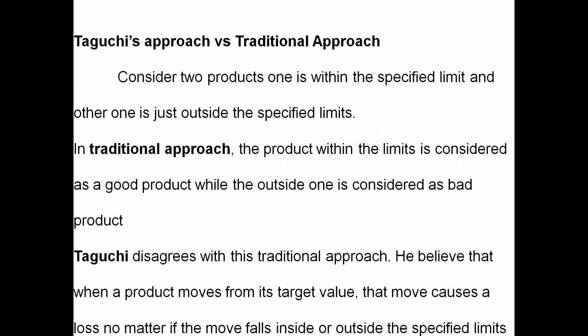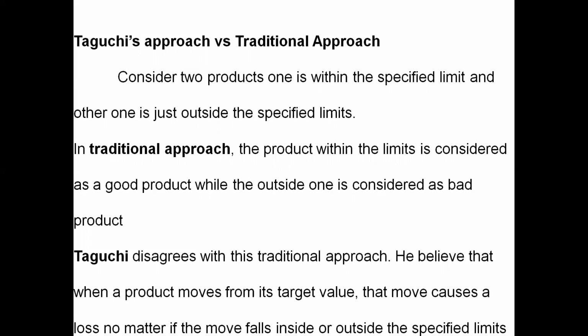So what is the difference between the Taguchi approach and the traditional approach? If you consider two products, one is within the specified limit, the other one is outside the specified limit. In the traditional approach, say for example, the diameter is equal to 30 plus or minus 2 mm. So if it is between 32 and 28, it is going to be a good one.